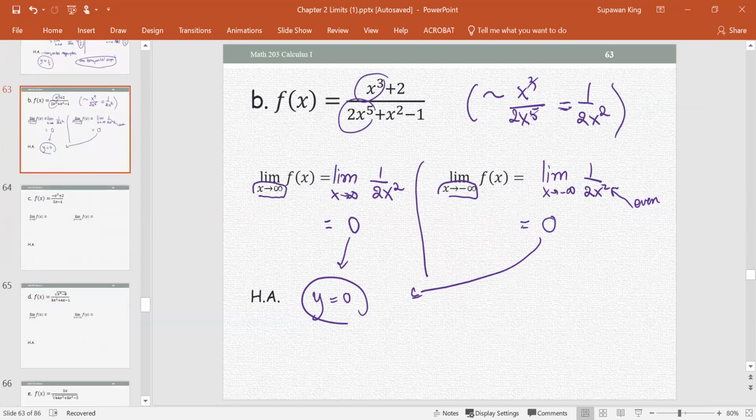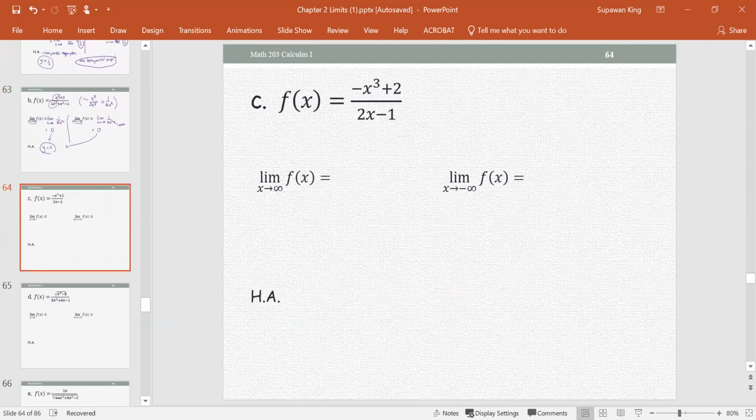Okay? All right. Another one related to pre-calc. Leading term of the top: negative x cubed. Okay, negative sign, negative x cubed. And how about the denominator? 2x. And then the simplification would be? Negative x squared over 2. Okay, negative x squared over 2. Thank you. Same thing as we did in part B.